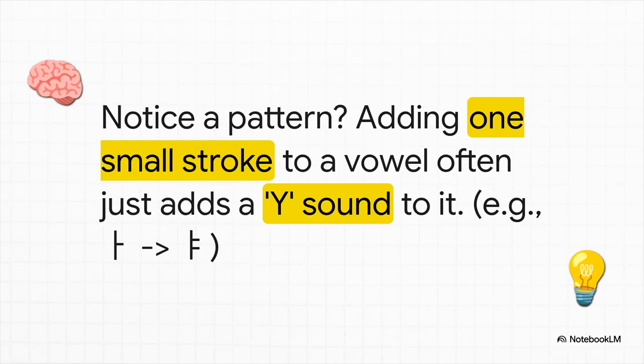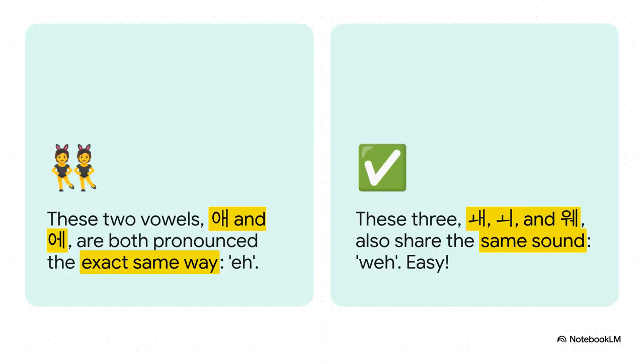But check this out, there's a hidden logic here. Did you see the pattern? Look at the A sound. Add one tiny extra stroke, and boom, it becomes ya. The exact same thing happens with EO becoming yeo and O becoming yo. It's a system. One little stroke adds a ya sound. How cool is that? And hey, here's a fantastic little shortcut for you. Some of these vowels that look a bit more complex, well, in modern Korean, they sound exactly the same. So take these two right here. They are both pronounced simply as e, so you don't need to stress about any tiny differences.